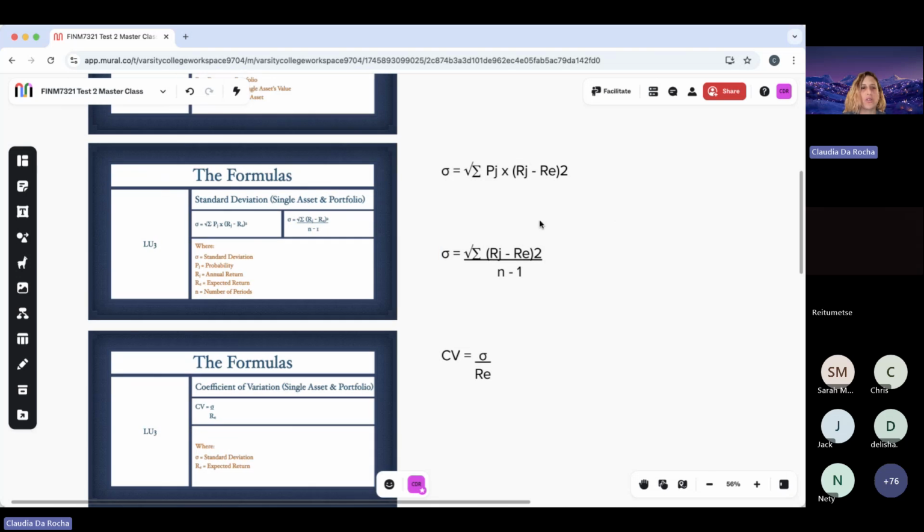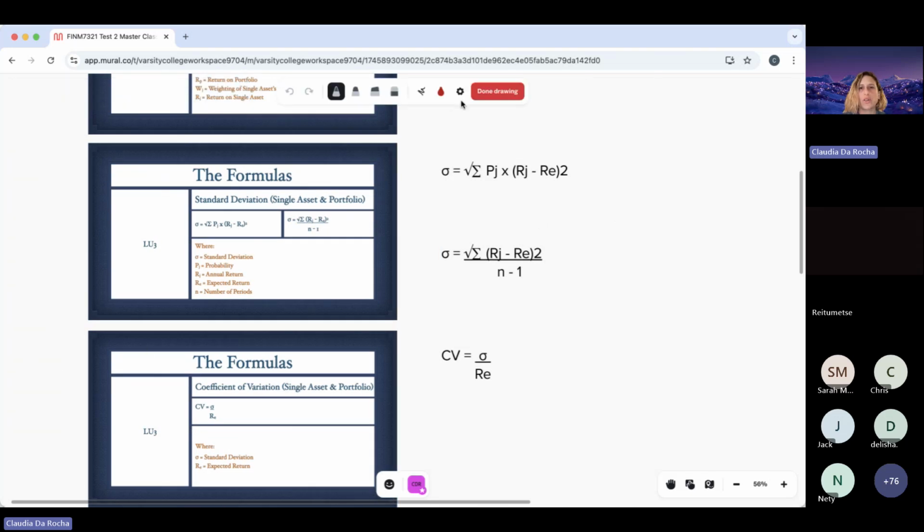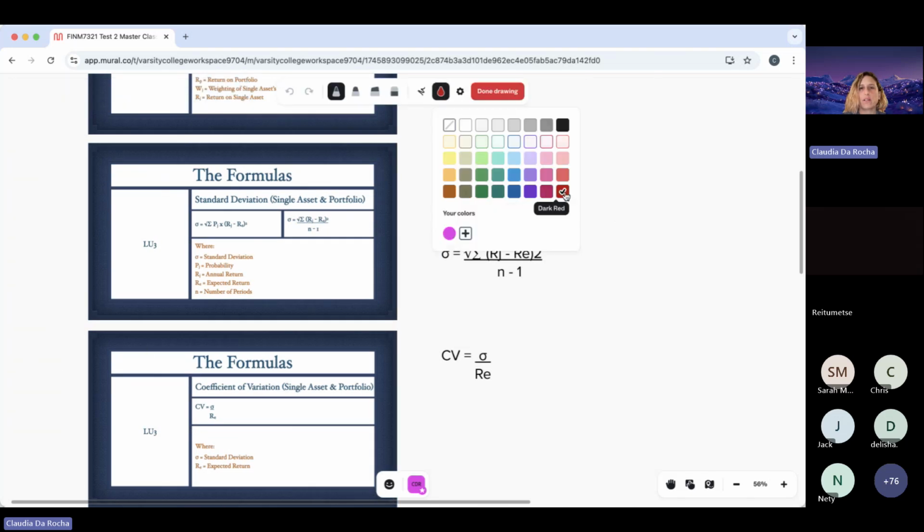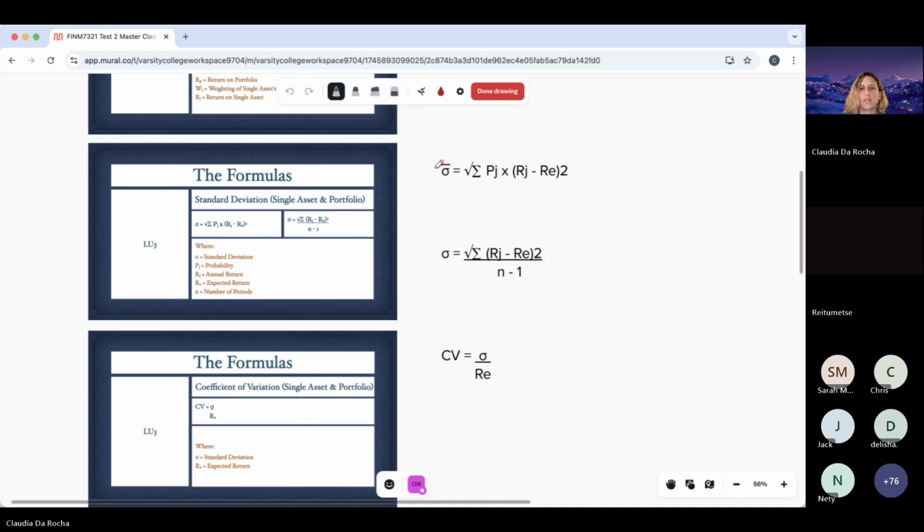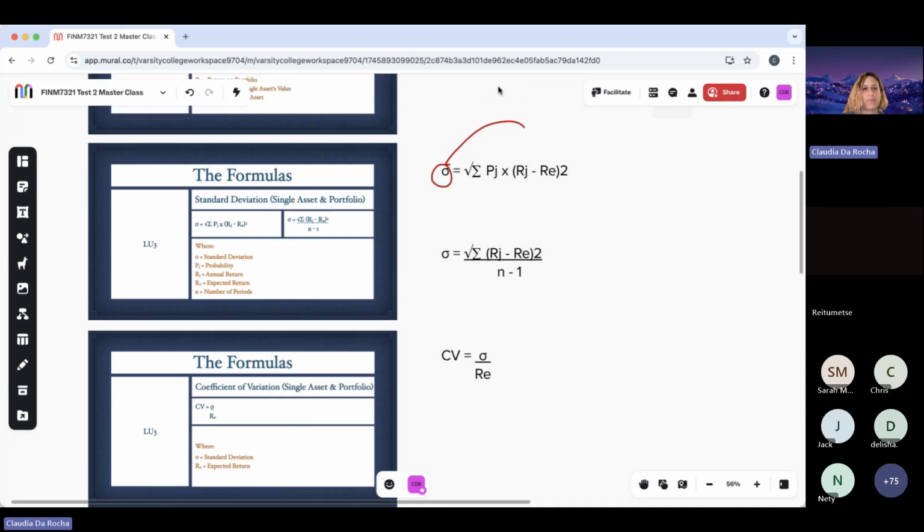All right, so let's go through these formulas now. So we have sigma, which stands for your standard deviation. That's what it stands for.